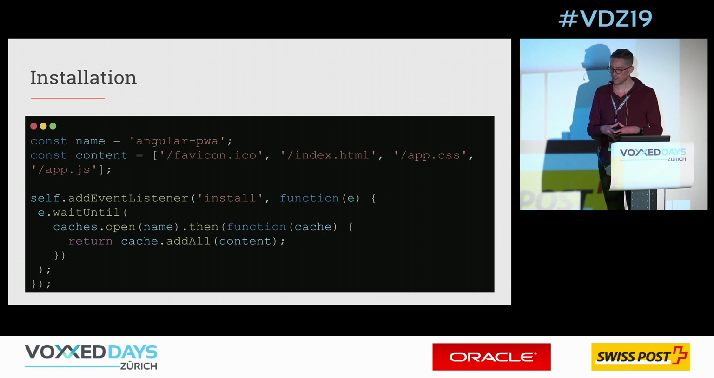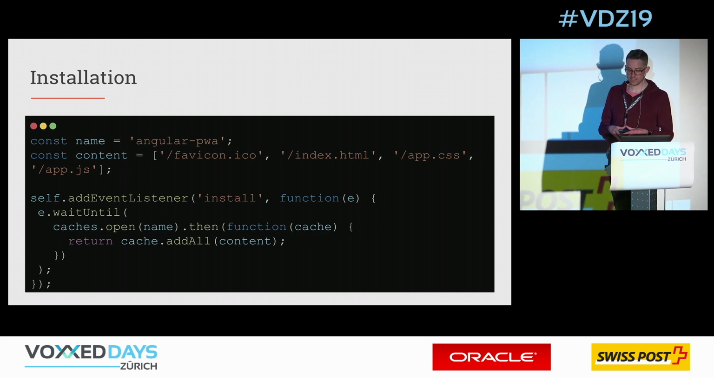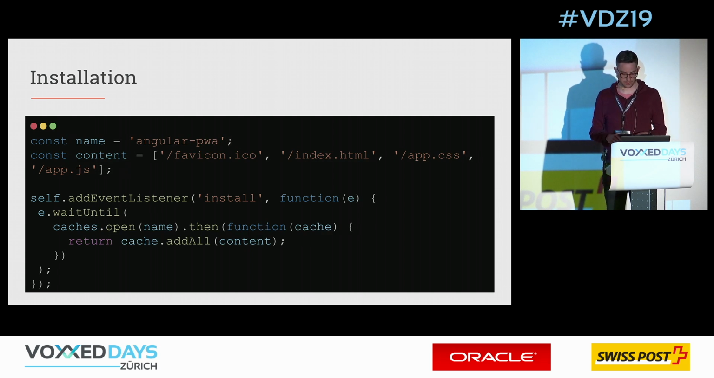So we're going to use waitUntil, and then we're going to go ahead and open our cache, and once the cache is opened, we're going to add all of the content into our cache. And that content in this example is like our favicon, maybe the index.html, our CSS, and our JavaScript.